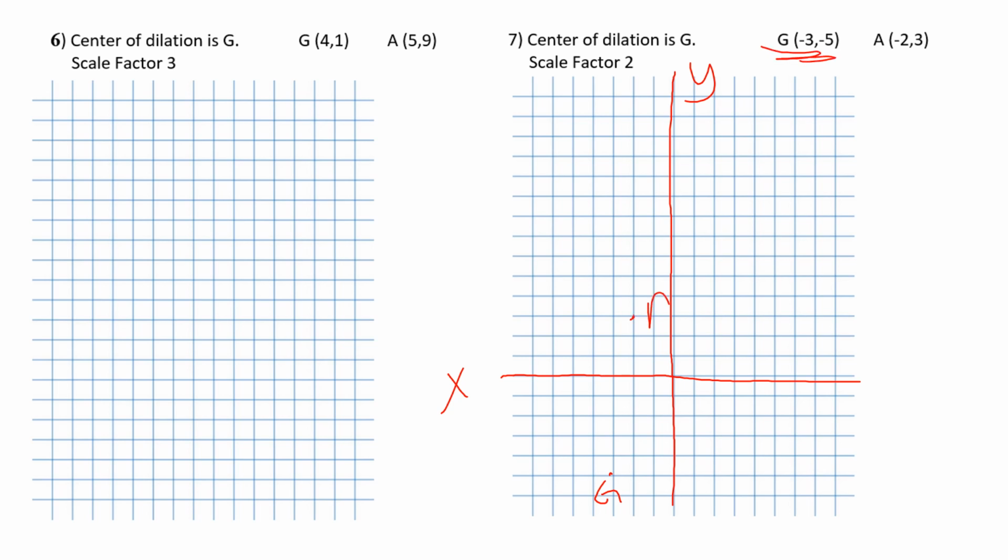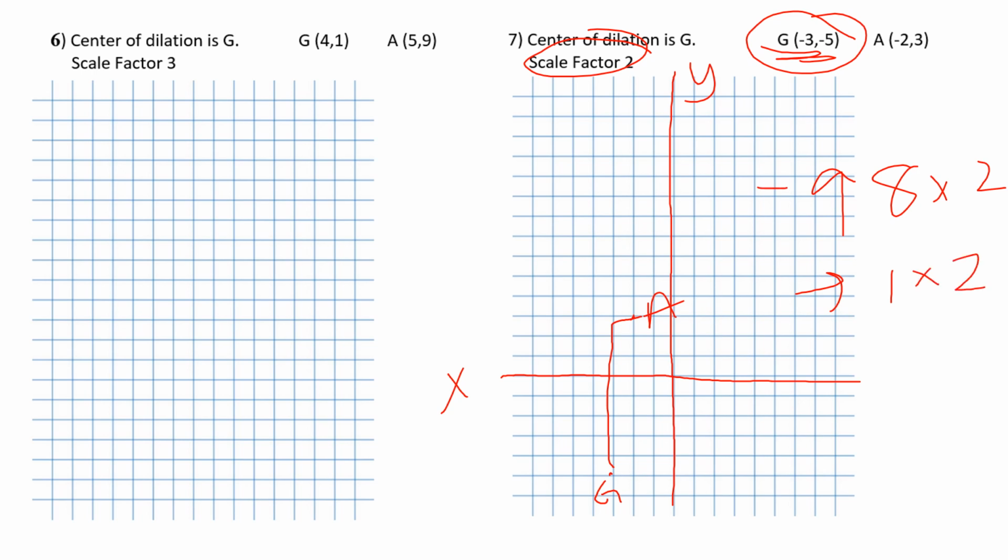Okay, so we plot those, then we count our slope, which is always rise over run. Notice that I started at G, I went up 8, and I went right 1. It's incredibly important to always count from the center of dilation. From here, my scale factor is 2, so I multiply both of those by 2. That's going to give me 16 up, and it's going to give me 2 to the right. I add that again to G.